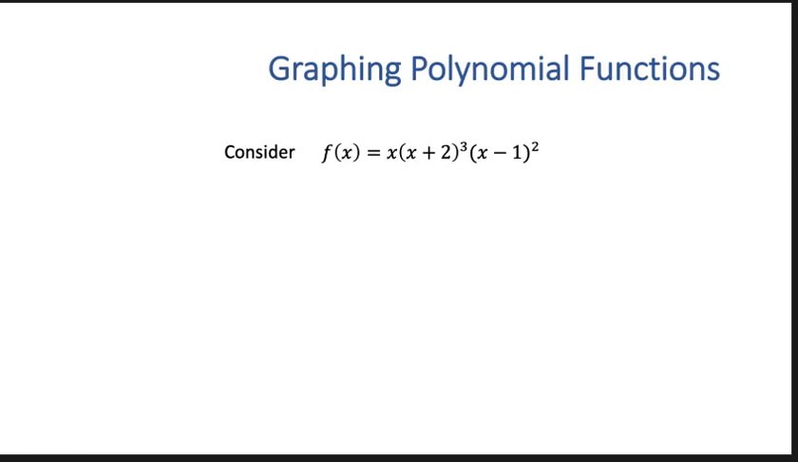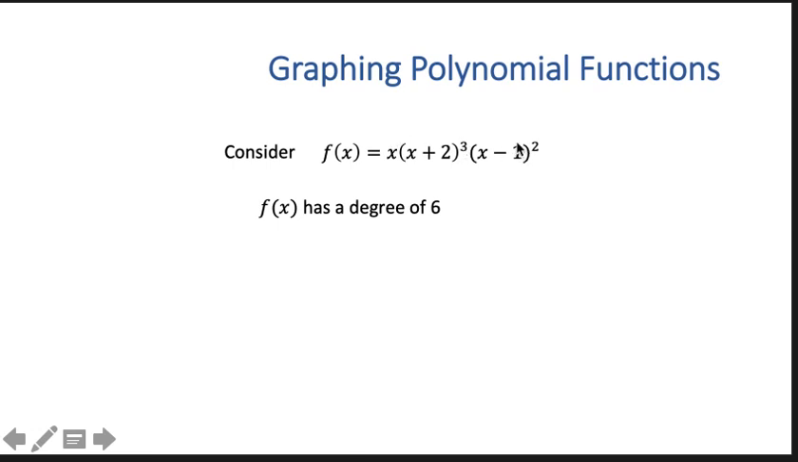Okay, so let's put that all together in this next example. Consider the function f of x equals x times (x plus 2) cubed times (x minus 1) squared. First, we want to think about the degree of this function. Now, this is the first time we've had one written in this form. The degree of this function is 6. Make sure you understand why it's 6. You're going to actually multiply these powers of x together. So it's x to the first times x cubed times x squared.